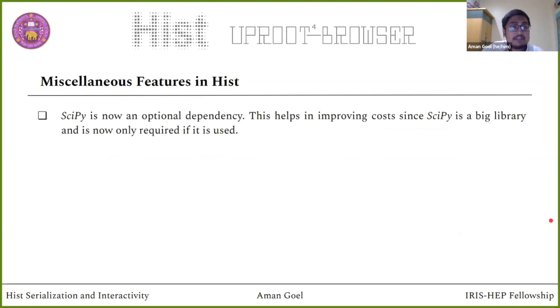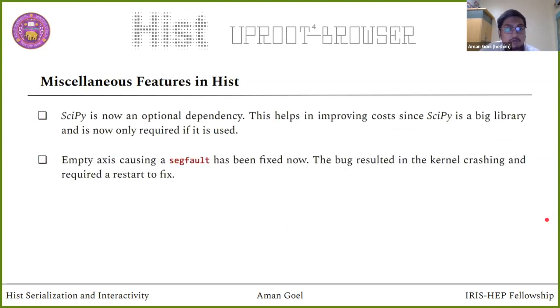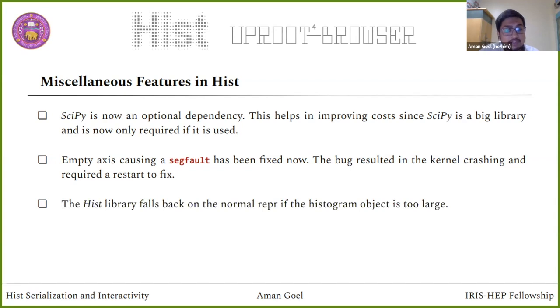Then some miscellaneous features that I was able to work on. So Hist now has the SciPy dependency as optional, and we're able to avoid the costs which are required to install SciPy every time. Then there was a seg fault that was caused by the empty access and the kernel used to crash, which has been fixed now.